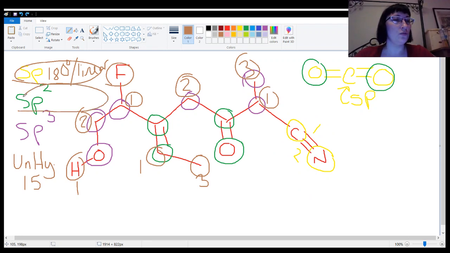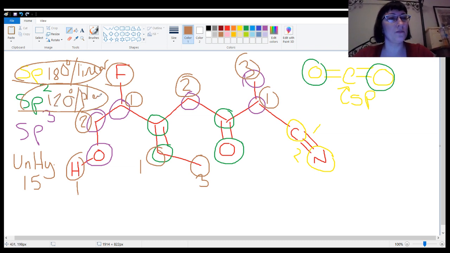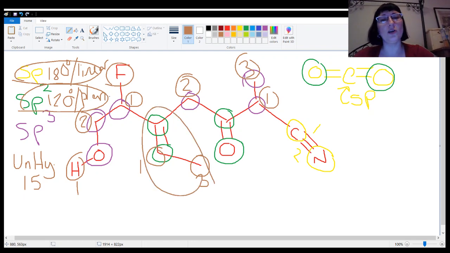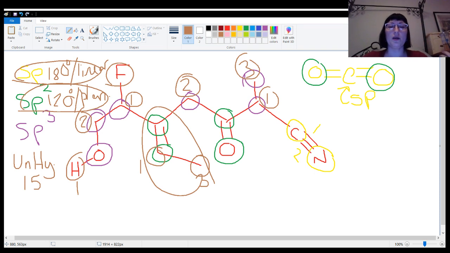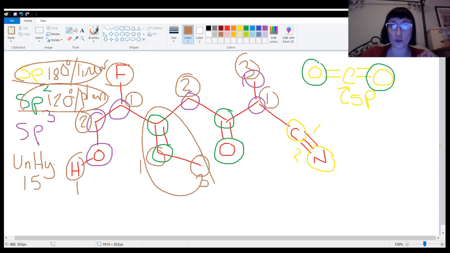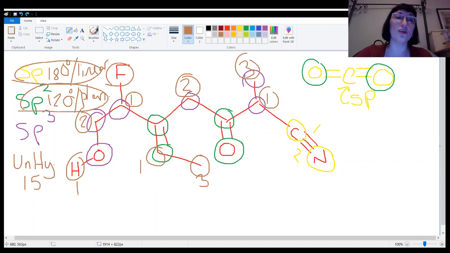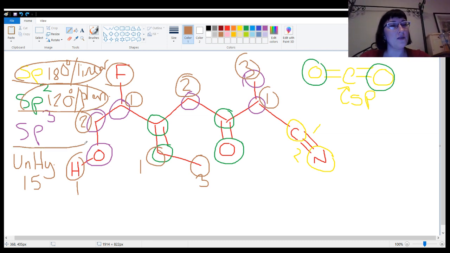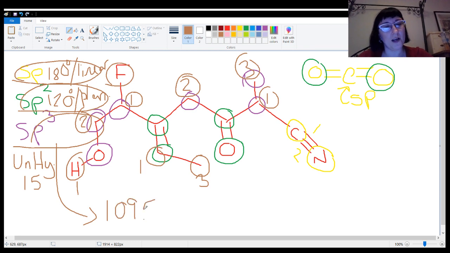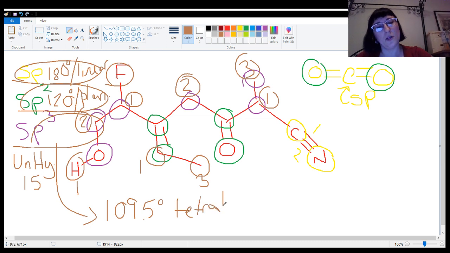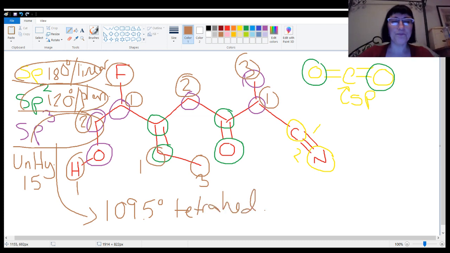The sp2, those need to be about 120 degree angles, and they have planar geometry. I'm abbreviating that, so that's kind of hard to show through here. But in a 3-dimensional structure, you would see it a lot better. But I need you to at least know that that's 120 degrees with planar geometry. And then the sp3s, I'm running out of room to write, are about 109.5, give or take, and they have tetrahedral geometry. Okay, so those are important points to note.